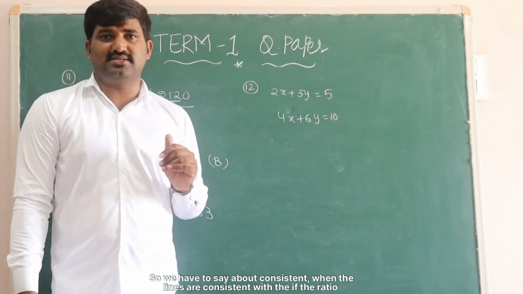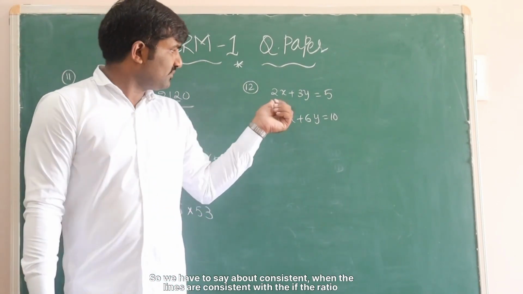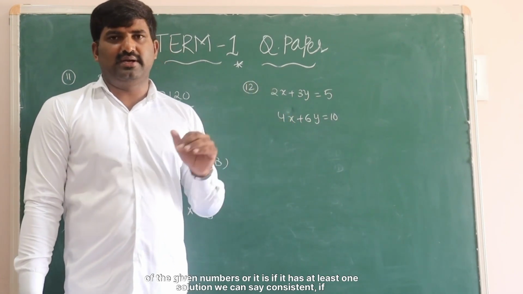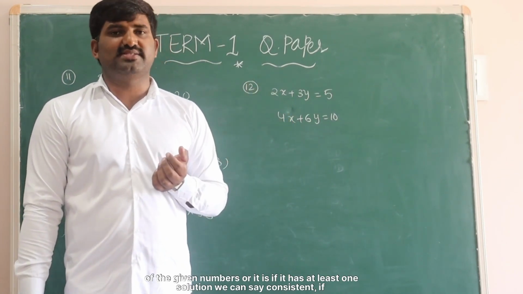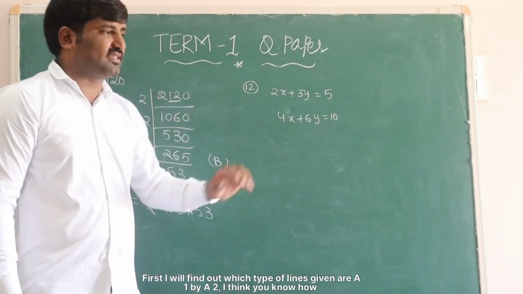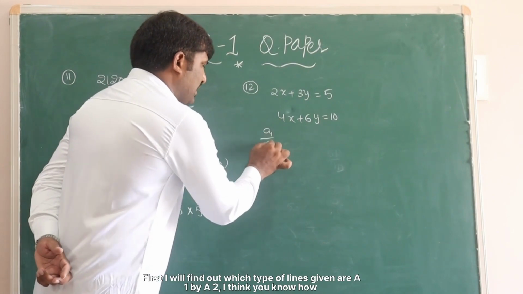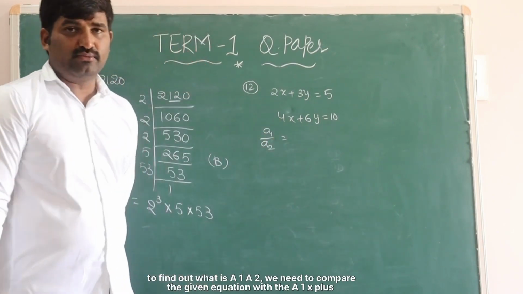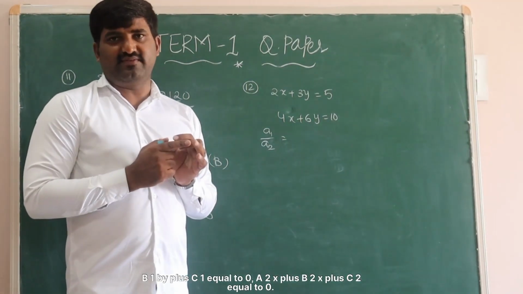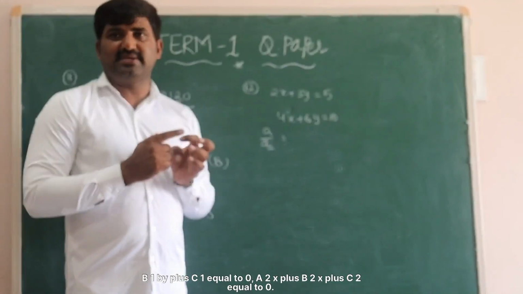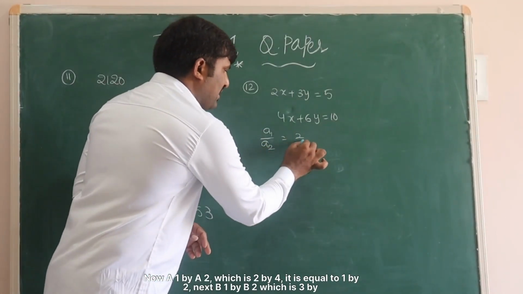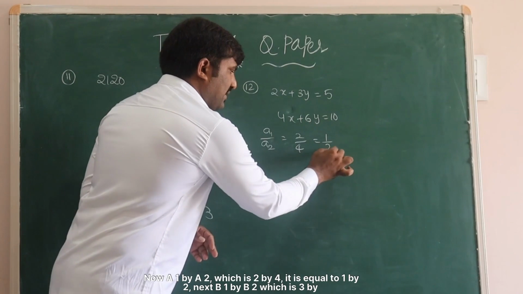When the lines are consistent, if it has at least one solution, we can say consistent. If there is no solution, inconsistent. First I will find out which type of lines are given. A1 by A2, I think you know how to find A1, A2. We need to compare the given equation with A1x plus B1y plus C1 equal to 0, A2x plus B2y plus C2 equal to 0. Now A1 by A2 is 2 by 4, which is equal to 1 by 2.